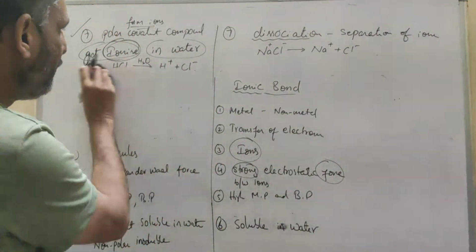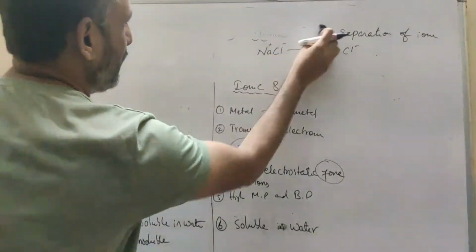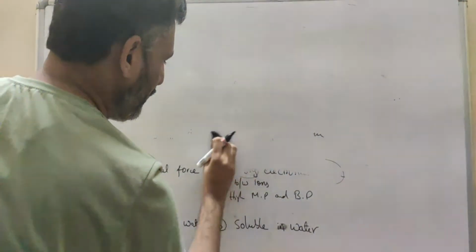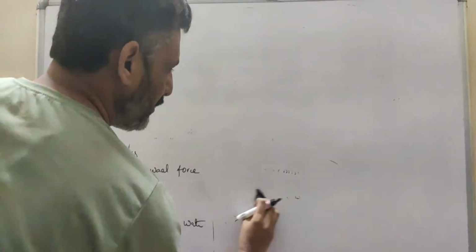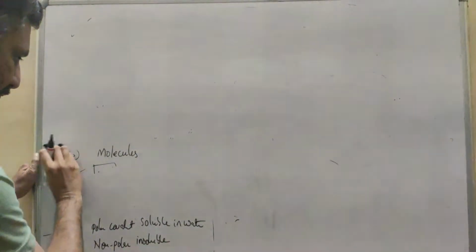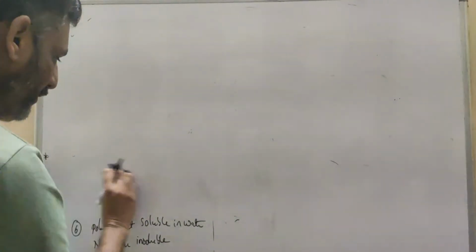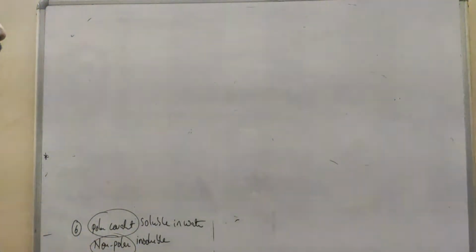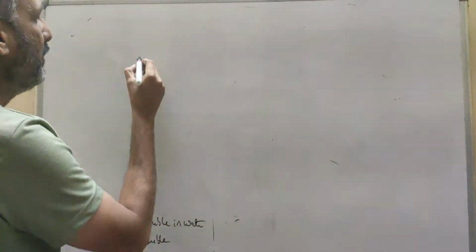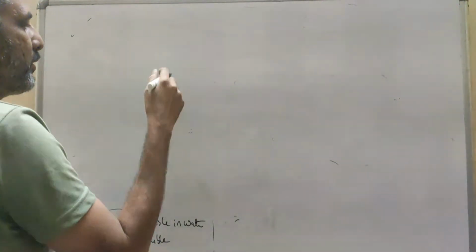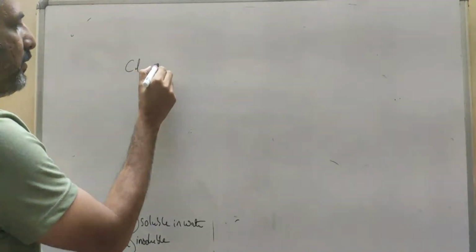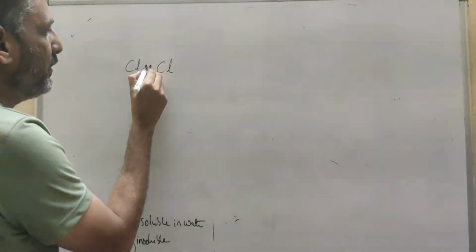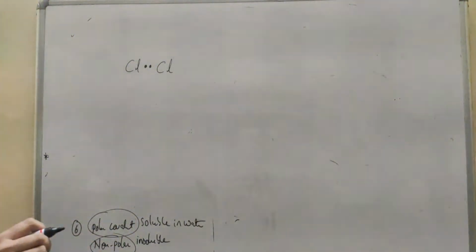Then we will see what is polar and non-polar. What is the difference between polar compound and non-polar compound? Because polar covalent compounds are water soluble, but non-polar compounds are insoluble in water. Let's see what is the difference. So when you take covalent molecules, like for example chlorine, Cl2, both chlorine atoms are sharing a pair of electrons.